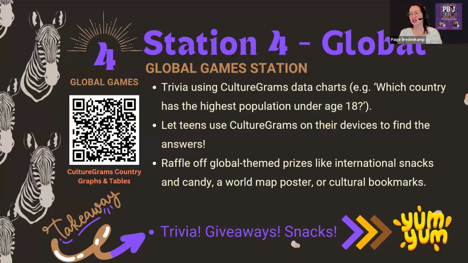You can have trivia using Culturegrams data charts, which is what Paige was talking about previously. And you can have different trivia questions like, what country has the highest population under the age of 18? And let the teens use Culturegrams on their devices to find those answers. And you can have raffles, again with snacks, because why not? And candy, or you can have cultural bookmarks that you create ahead of time, or a world map poster.